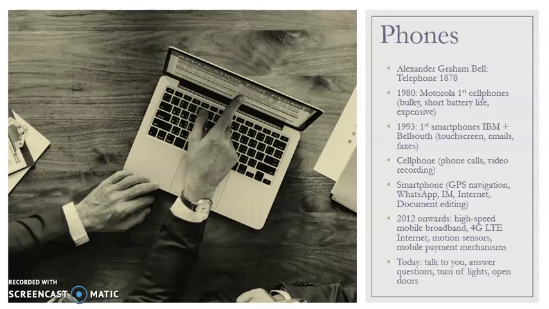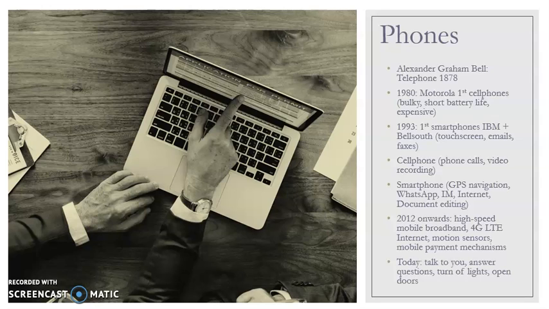In the 1980s, Motorola introduced some of the first cell phones to the public. These cell phones had a bulky design, had very short battery life, and were relatively expensive. The first smartphone was introduced to the public in 1993, developed by IBM and BellSouth. Although it was basic in comparison to today's standards, it had a touchscreen that was capable of addressing emails and sending faxes.